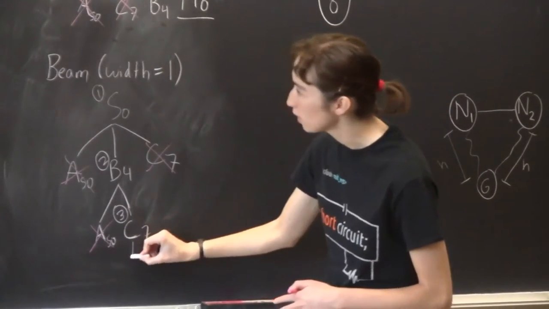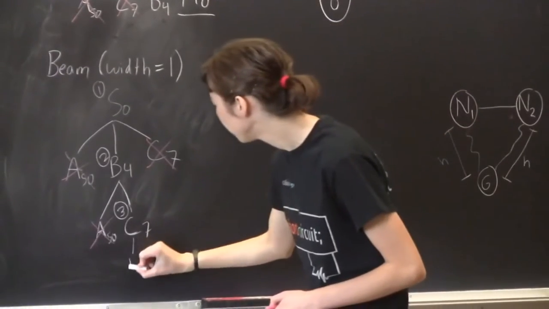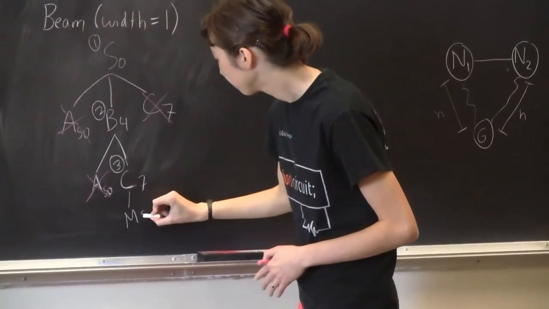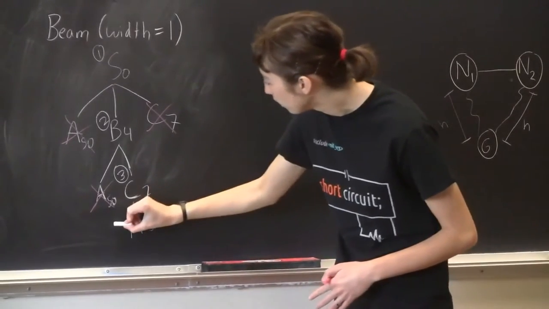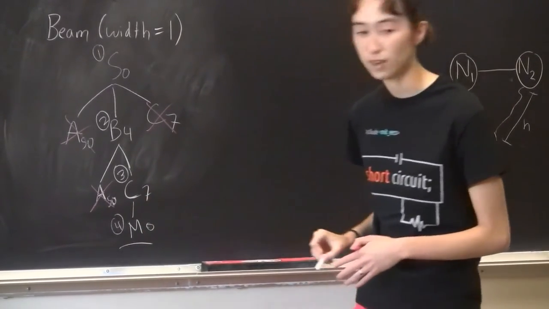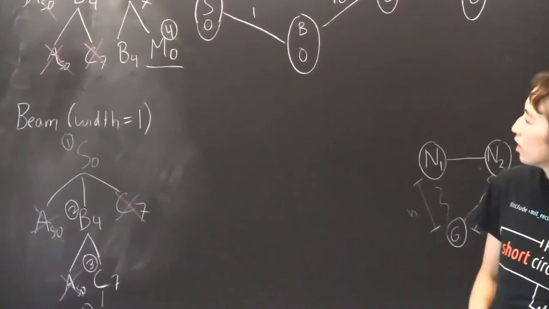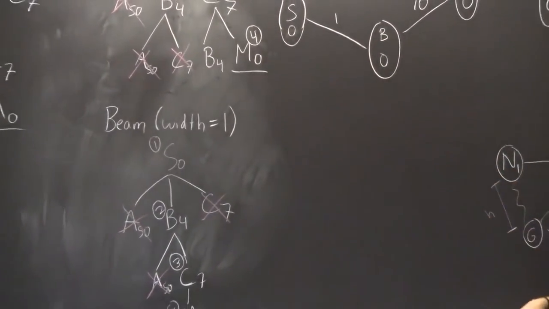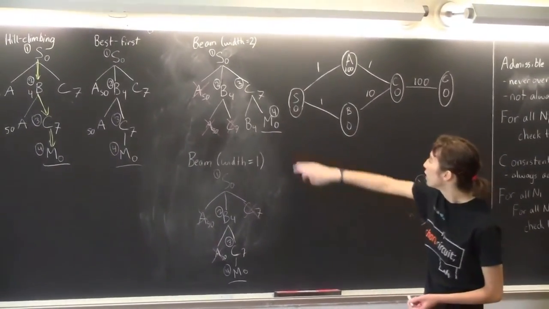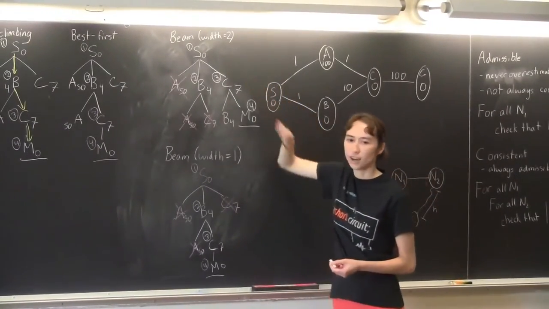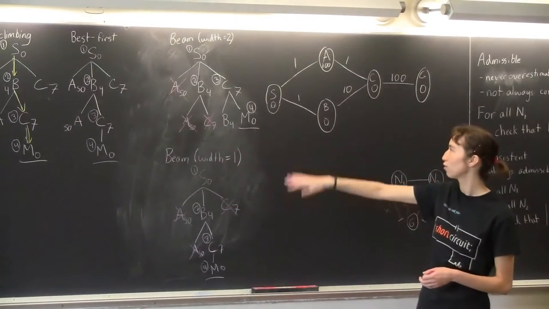We'll extend C and it goes to M. Is that right? Yes, C goes to M with 0. And then we extend M, and we have a path. So there's two examples of beam search, and if you want, you can try other beam widths at home and see how they differ. I think beam width, for this graph, 3 and higher gives you the same thing, but it's different from 1 and 2.